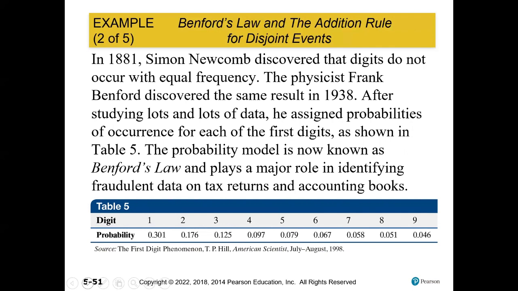The probability model is now known as Benford's Law and plays a major role in identifying fraudulent data on tax returns and accounting books. What actually happens is the probability of starting a number with 1, 2, 3, 4, 5, 6, 7, 8, or 9 is actually not all equal. And we have this law called Benford's Law to determine the actual probabilities here.